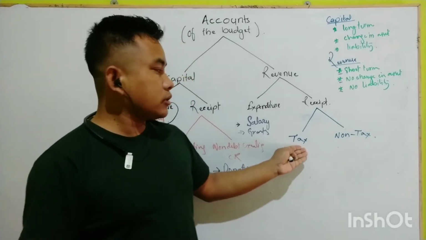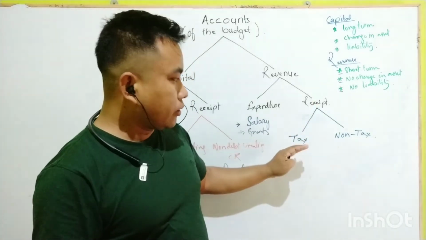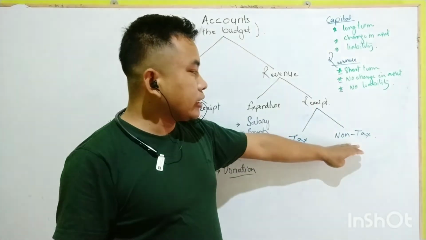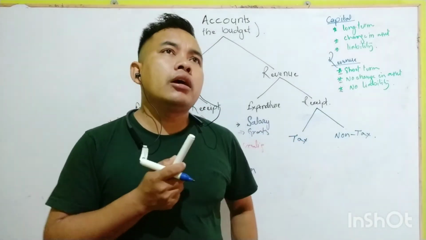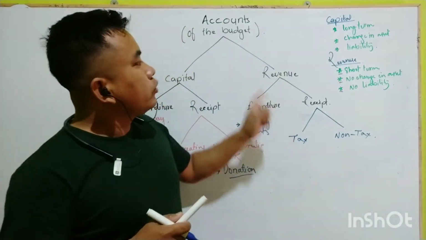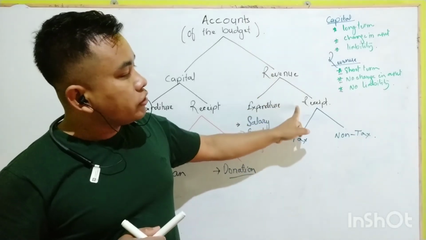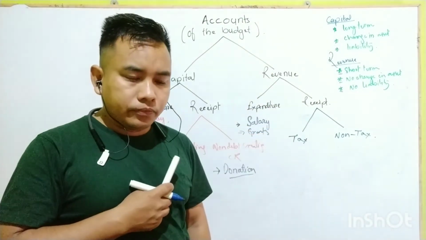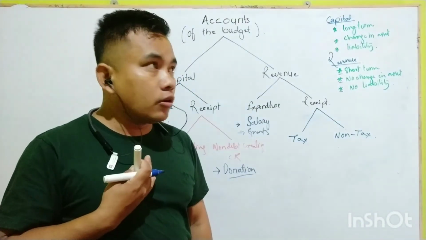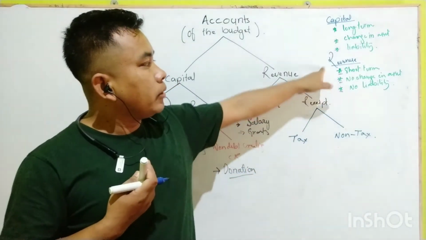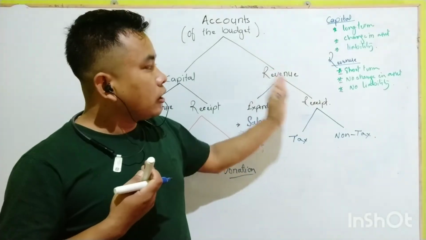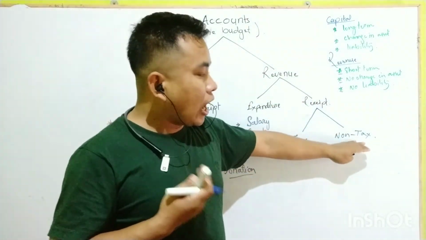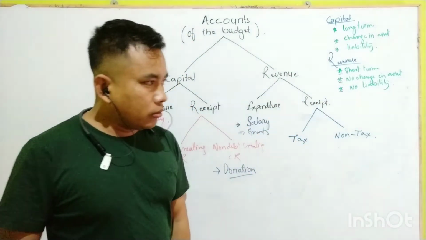Obviously, what do you mean by tax? Non-tax receipts are receipts of the government. To be specific, these are the revenue receipts of the government, but they are not tax. When we say revenue receipt, remember these three conditions. These are revenue receipts, but these are not tax.